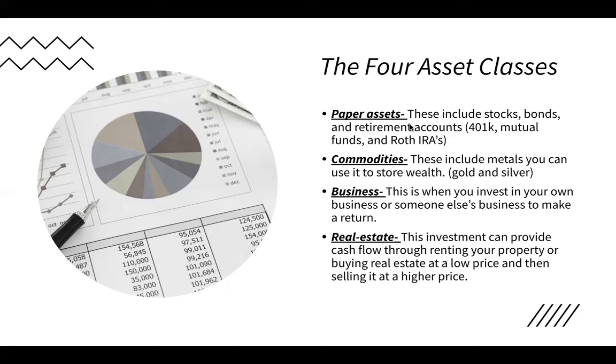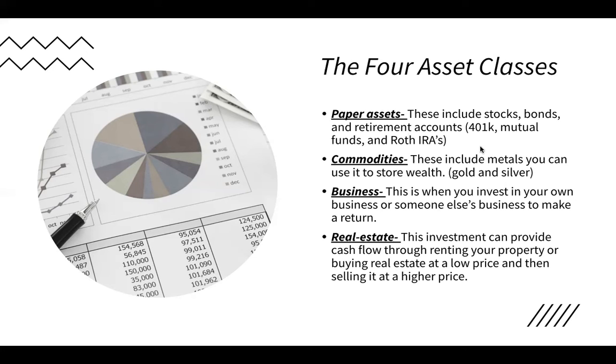You can also buy individual dividend stocks, which means that you're going to get paid passive income for owning that stock, or you're going to get paid dividends for owning that stock. Now, 401ks, mutual funds, and Roth IRAs, these are considered retirement accounts. They are considered paper assets, but they are a little bit different than individual stocks and dividend stocks.